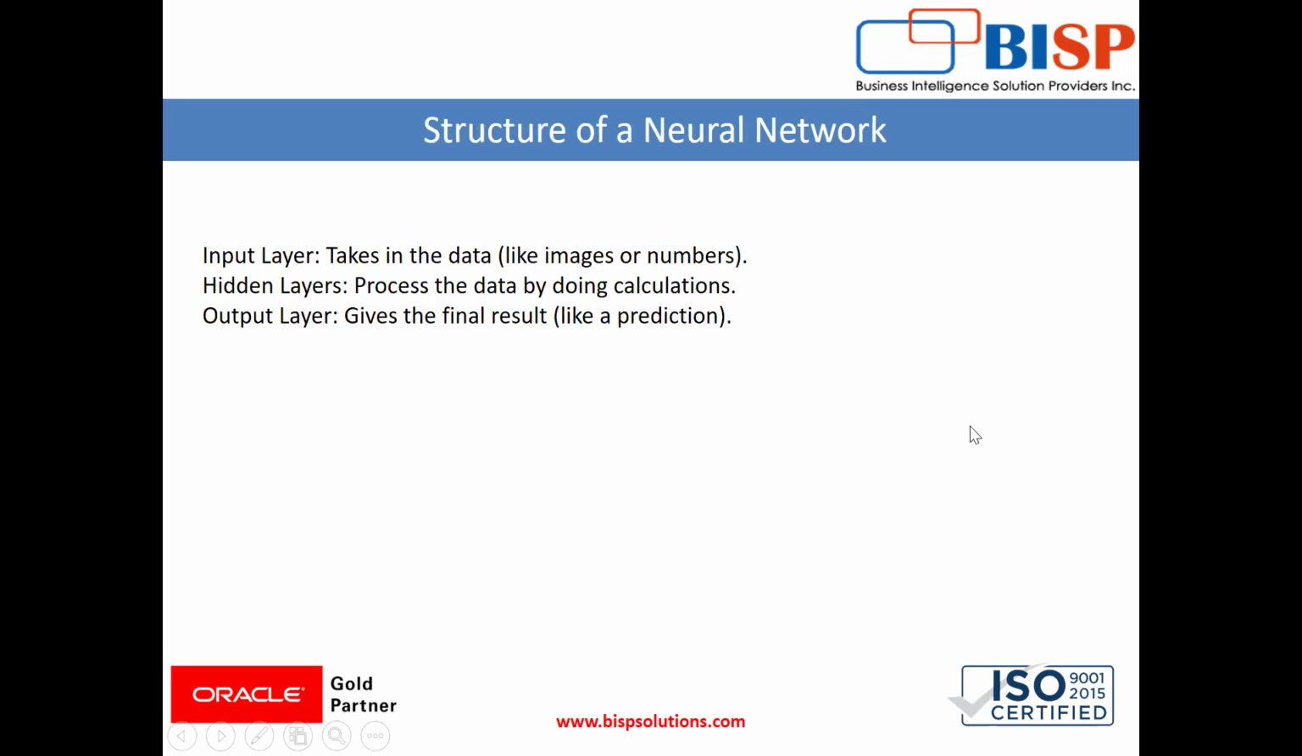Now the structure of a neural network. A neural network consists of three layers. One is the input layer, which takes in the data like images and numbers. We are designing a neural network to recognize the images and numbers and perform the calculations. Now the second layer is the hidden layer, which processes the data by doing calculations. This hidden layer works in the background, okay? And the output layer gives you the final output, like a prediction.